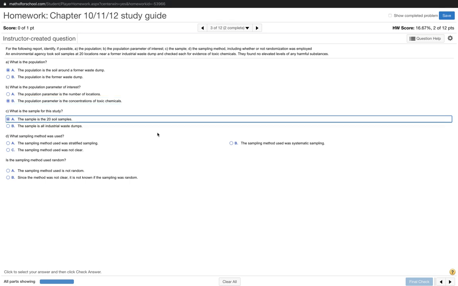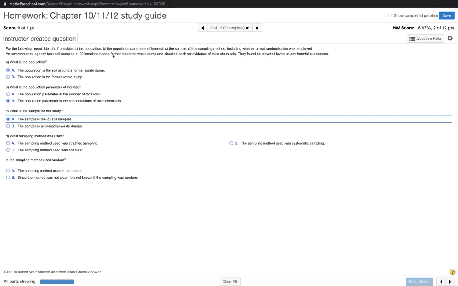What sampling method was used? Well, let's read the statement again. An environmental agency took soil samples at 20 locations near a former industrial waste dump and checked each for evidence of toxic chemicals. They found no elevated levels of any harmful substance.